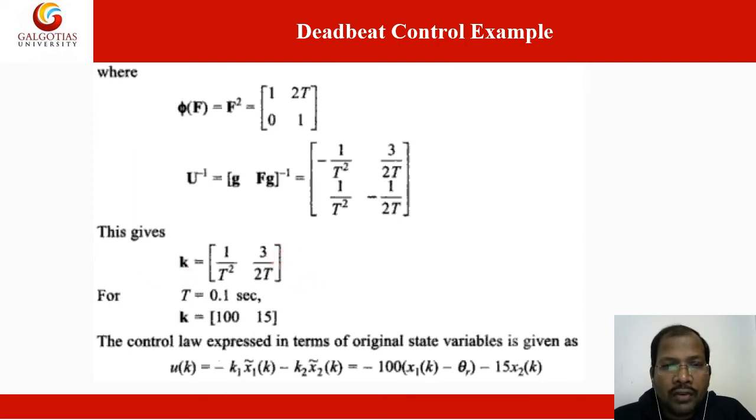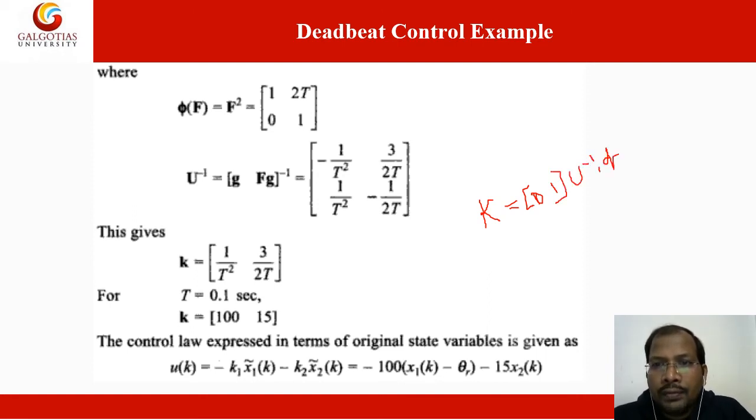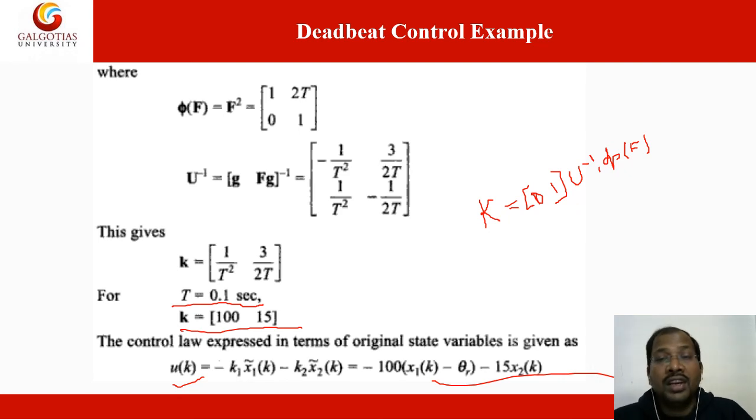So from this equation we can calculate K, which is 0 1, then U inverse, multiplied by phi F. So we get this form. This is the K value. Now we choose the sampling time T equal to 0.1, so we get K equal to this. The control law is expressed in terms of the original state variable, so we have put K in this form. This is the resultant control law of the deadbeat control.